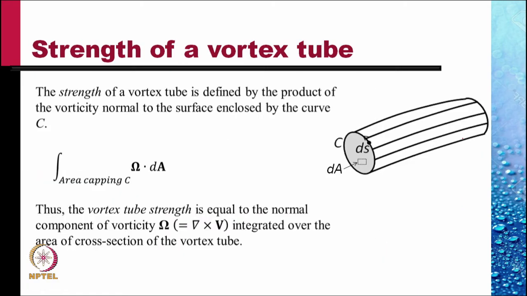The strength of the vortex tube is defined by the product of the vorticity normal to the surface enclosed by the curve C. So in this curve C, if we take a small area dA, then the strength of the vortex tube is the integral over the capping area of omega dot dA, where capital omega is the vorticity vector, curl of V. Thus, the vortex tube strength is equal to the normal component of vorticity integrated over the area of cross section of the vortex tube.